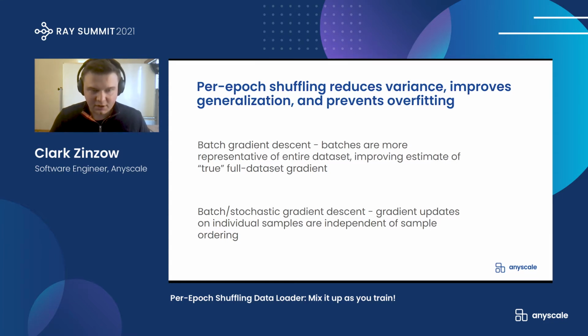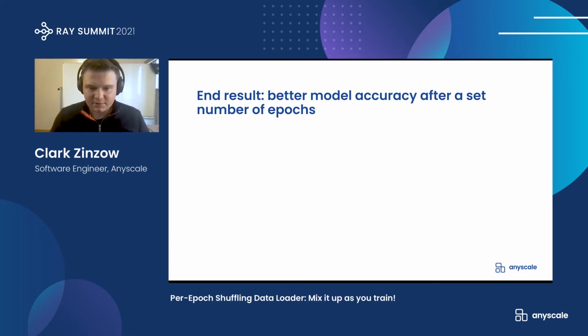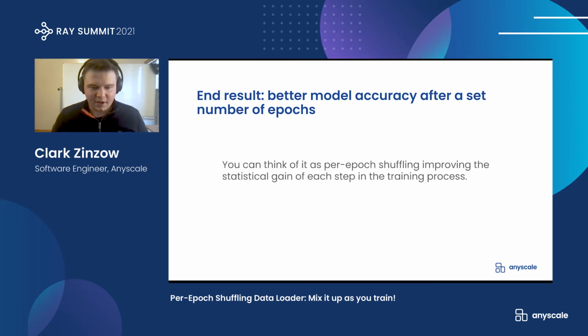And this holds as well for every single epoch. You don't want your model overfitting on the ordering of that initial shuffle. You want it to continuously see newly ordered batches sampled from the global data set. And the end result of this is that you achieve better model accuracy after a set number of epochs. So in a given set of epochs.